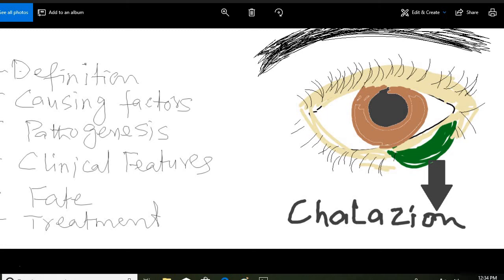Okay, we are now going to discuss the chalazion. This is the second video on eyelid ophthalmology. Chalazion is inflammation of lipogranuloma of the meibomian gland. Inflammation of lipogranuloma of the meibomian gland is known as chalazion. What are we going to discuss? We are going to discuss the definition, causes and precipitating factors of chalazion, pathogenesis of chalazion, clinical features of chalazion, fate of chalazion, and treatment of chalazion.